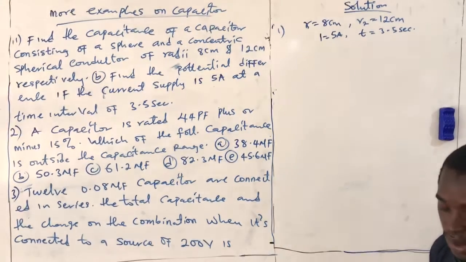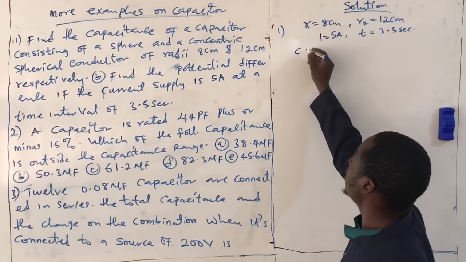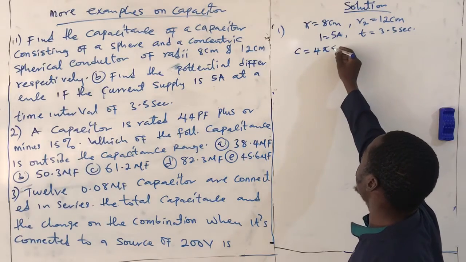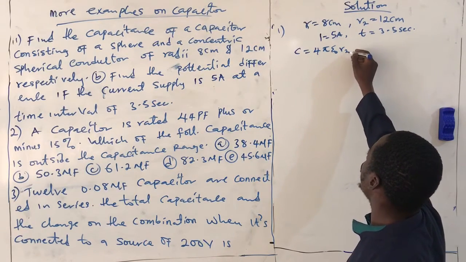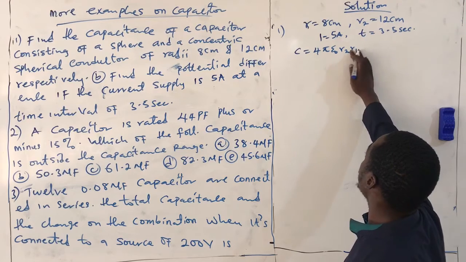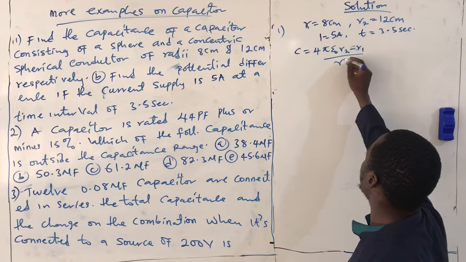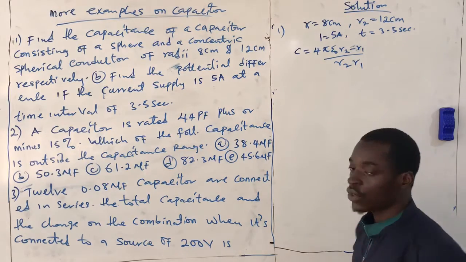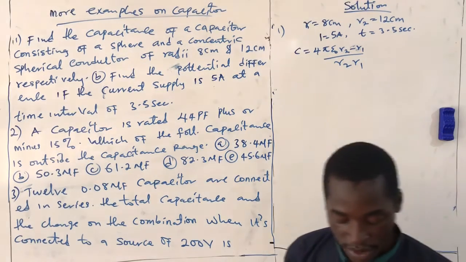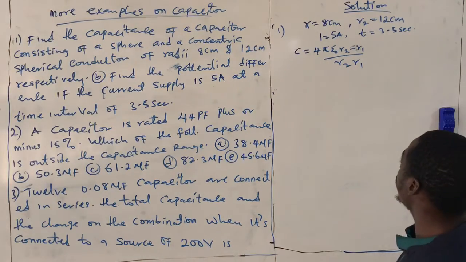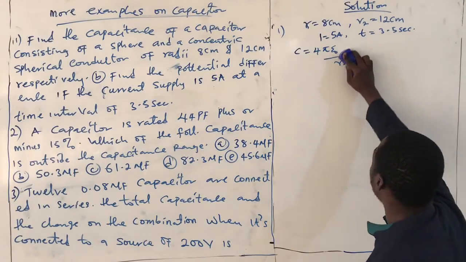So we are going to apply the formula now. We said that C is equal to 4 pi E naught R2 R1 over R2 minus R1. We proved this formula, so now we are going to apply it.